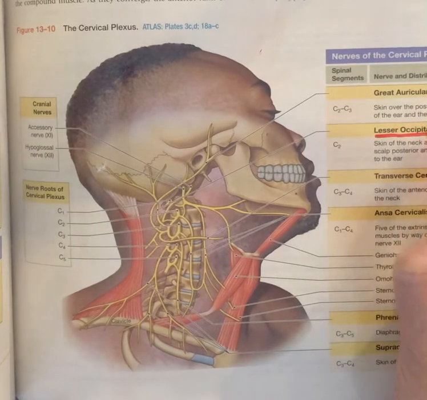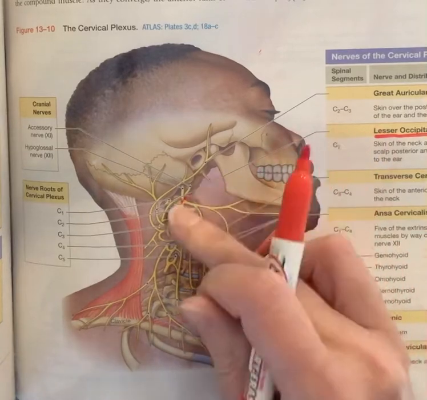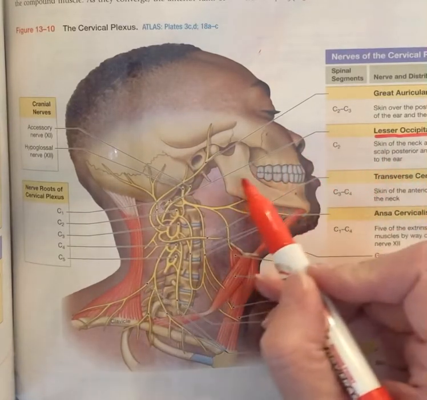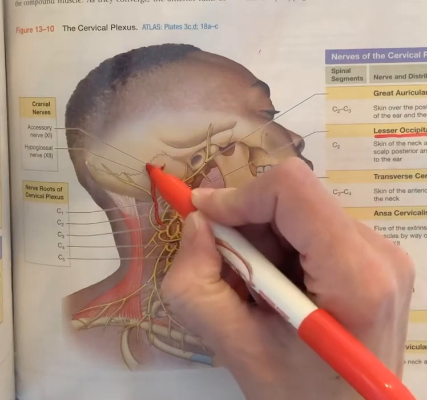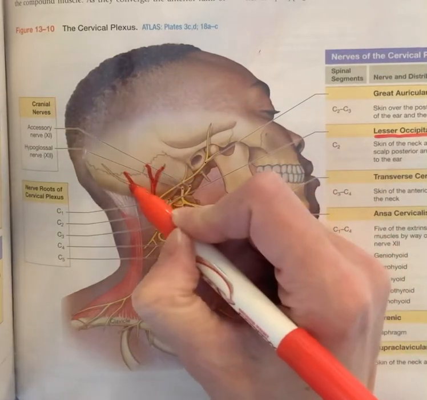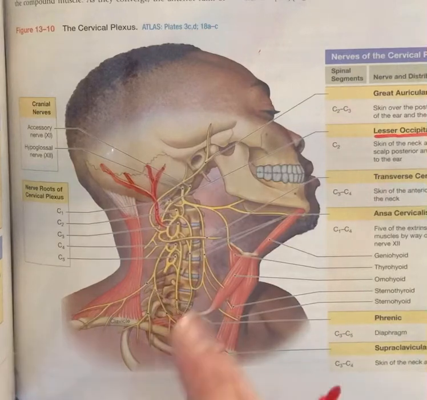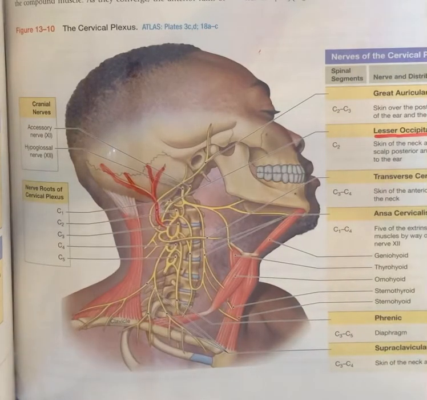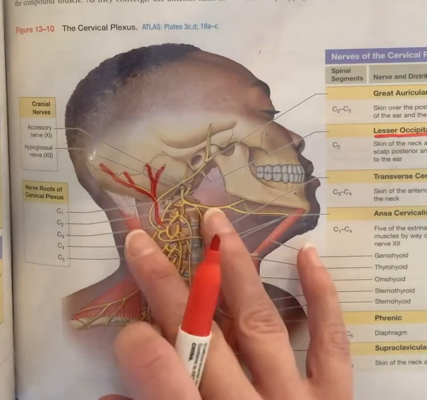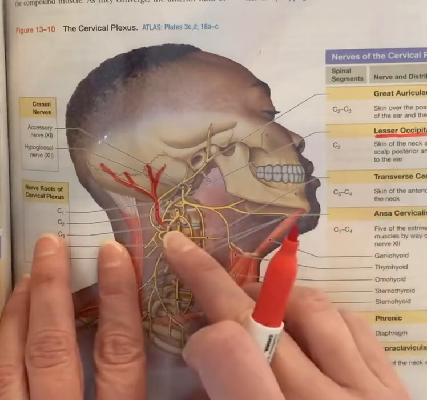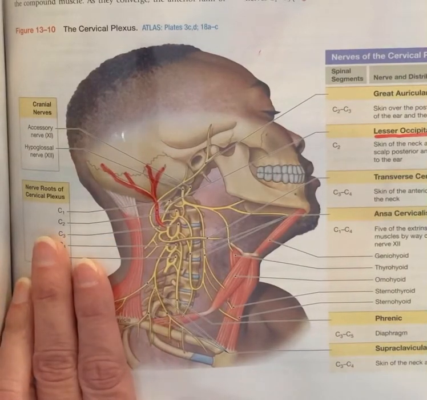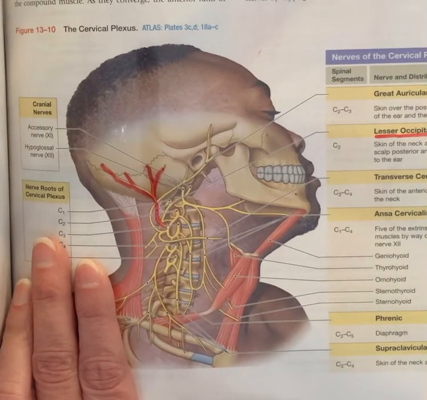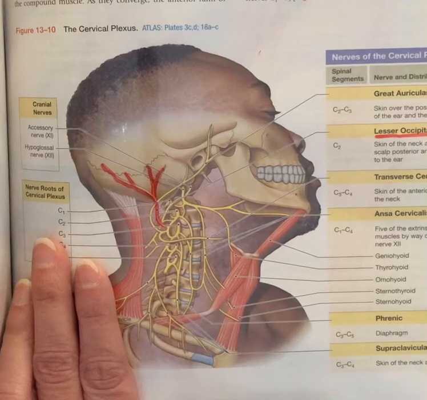We have that here. So the reason why I like the pictures from your text compared to your lab manual is they show the destinations better. So some of these head and neck ones in your lab manual just show little trunks. They look like little yellow tubes, but they don't really show where the destination is. So seeing how the lesser occipital actually goes up and innervates around the lower part of the occipital bone is a really big anatomical clue to that's what that nerve is.